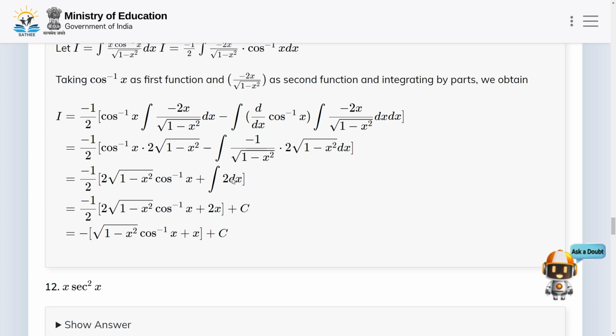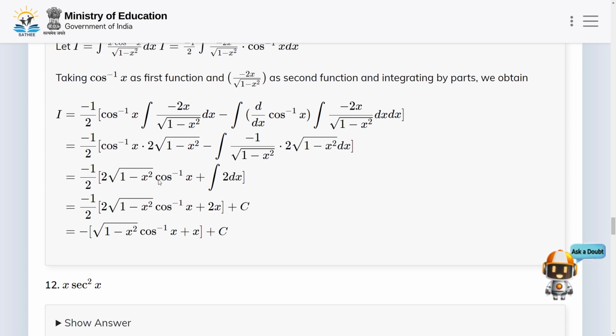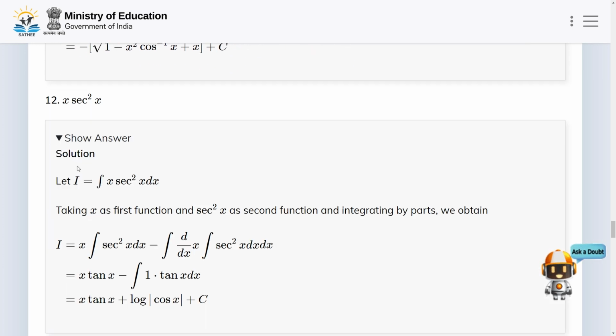Now after integrating, this will be just 2x. So your final answer will be minus root of 1 minus x square multiplied with cos inverse x plus some constant. Okay. Now the 12th problem.